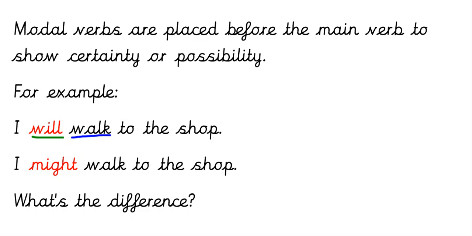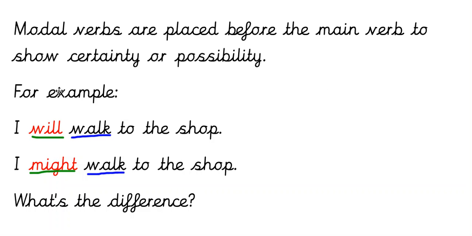In my second sentence, I might walk to the shop. My main verb again is walk. So then my modal verb is directly before it, which means that my modal verb is might. I might walk to the shop. So just have a look at these two sentences for a second. What's different about their meaning? I will walk to the shop. I might walk to the shop.